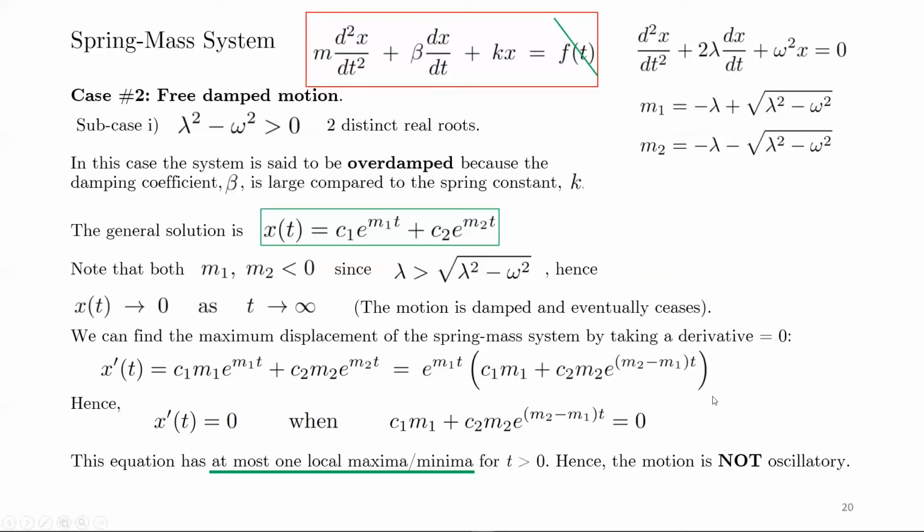Okay. So the motion is not oscillatory because there is only one local maximum or minimum. If there were multiple maxima or minima, then you could say this is oscillatory motion. But because this is the overdamped case, there is too much damping to get oscillatory motion.